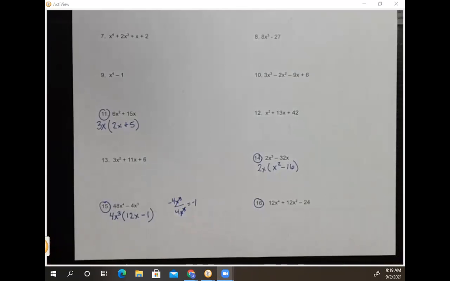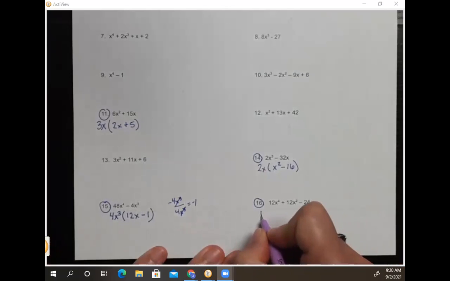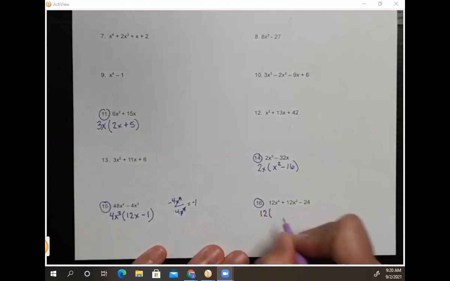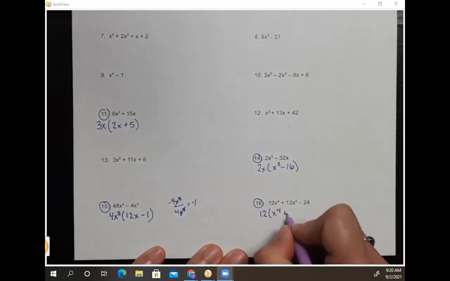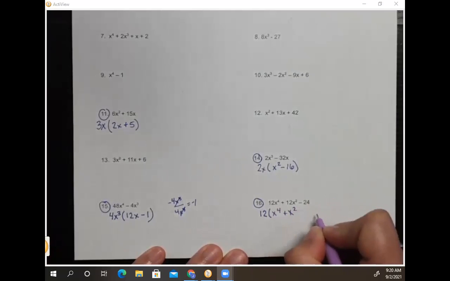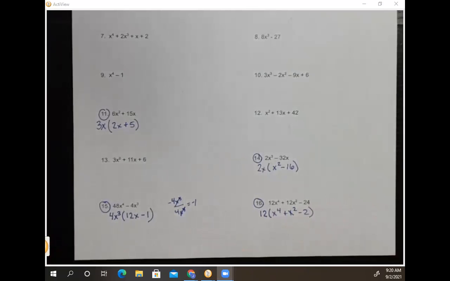What's my GCF for 16? 12. So when I factor out 12, what do I have left? X to the 4th plus x squared minus 2. Perfect. Okay, so that's all the problems that have a GCF.